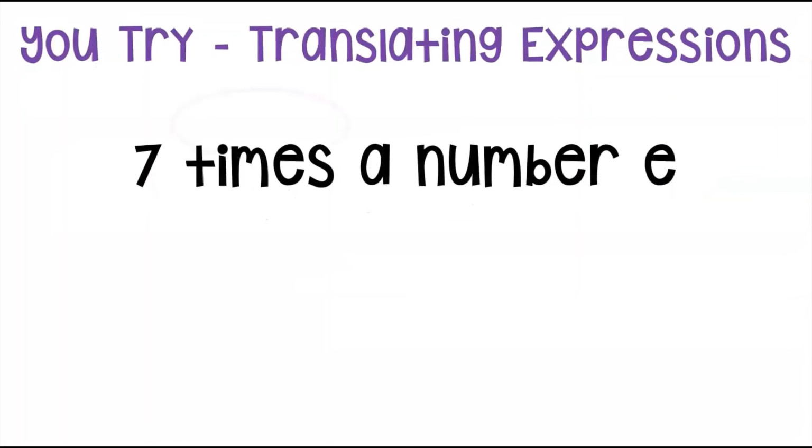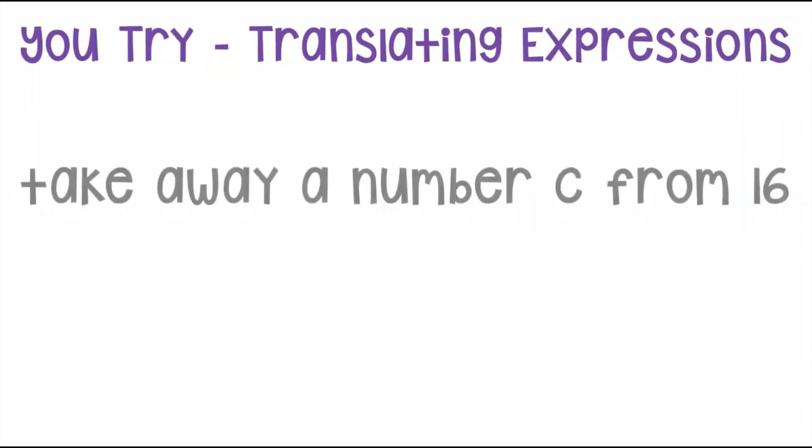Let's look for our keywords. That's times. Times indicates we're going to multiply. And when we multiply with a variable and a number, we write it with the variable first as a coefficient and then e. Without there being any operation between the two, we just understand it to mean multiplication. So 7e represents 7 times e.